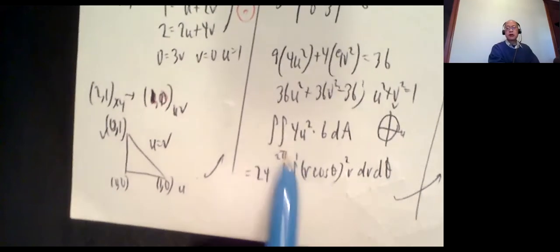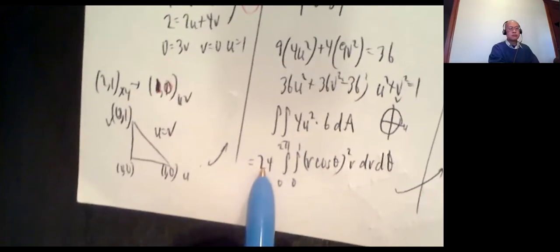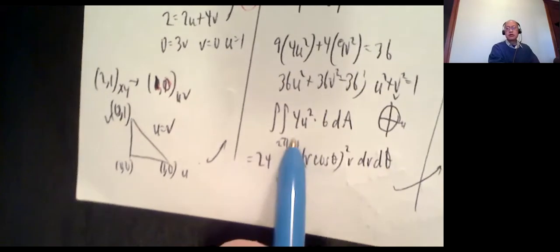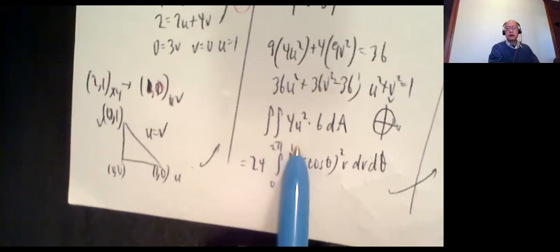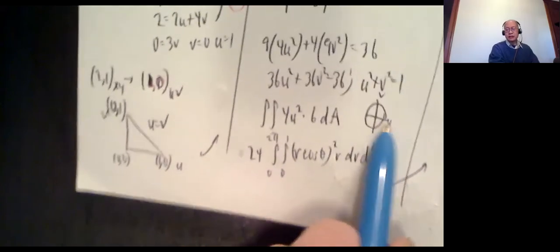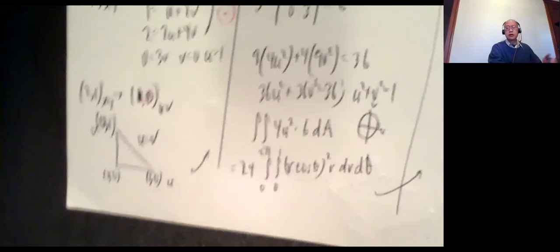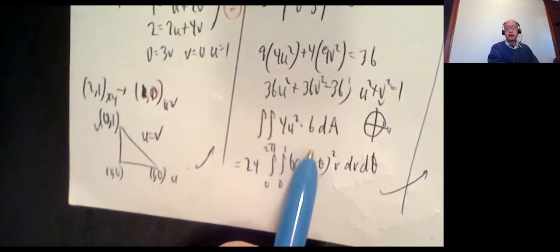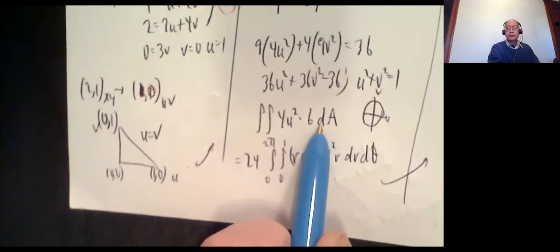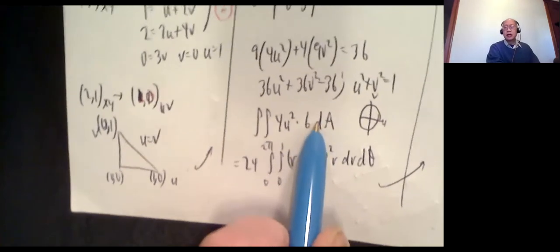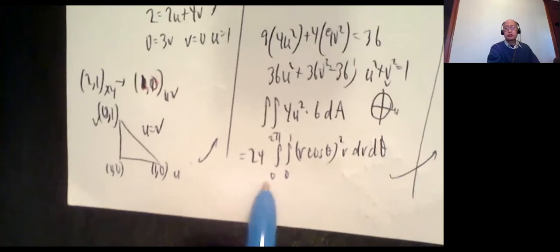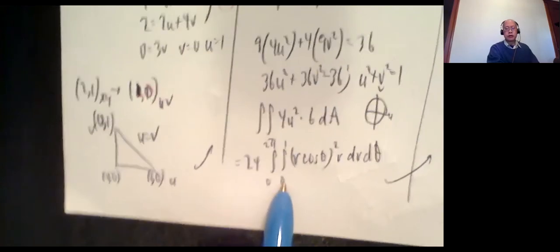All right, so here we are. 4u squared is 4 times 6 is 24, so I took out the 24. U squared is R cosine theta squared. Okay. U is functioning like X, right? V is functioning like Y. So U is R cosine theta squared, dA. And we know dA in polar coordinates is R dr d theta. It's on a unit circle. So theta goes from 0 to 2 pi. R is going from 0 to 1.